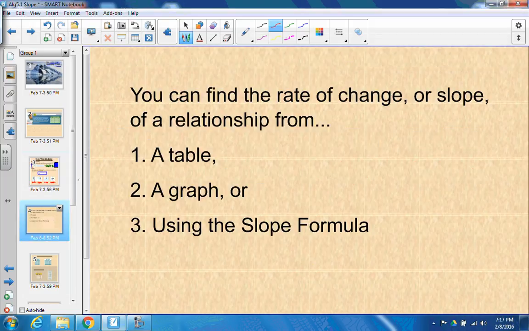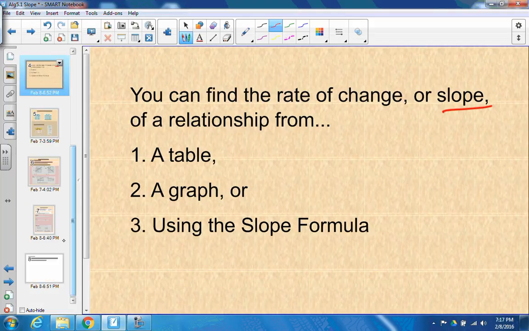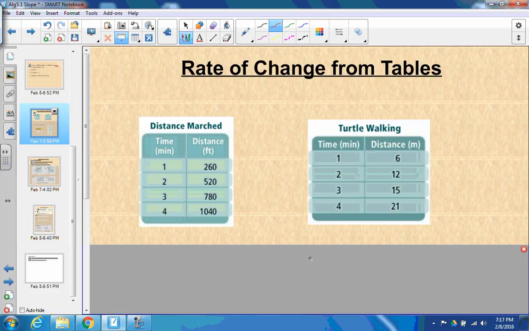All right, so you can find the rate of change, or slope, of a relationship from a table, a graph, or using the slope formula. We're going to do those 3 types today. These 3 types are really easy. It's just the more practice, the better you become at it. So let's start with the rate of change from tables first of all.